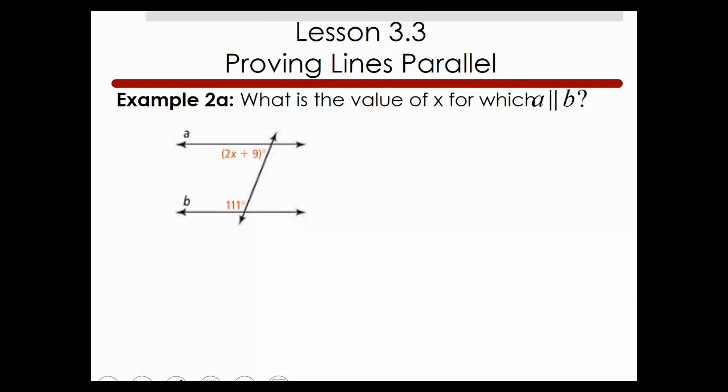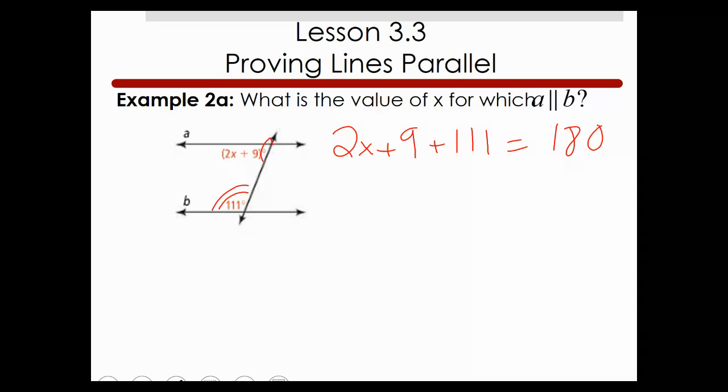So now I'm telling you, it's asking for which value of x does it make those two lines parallel. So you guys did really good on the quizzes. So think about it this way. So you have this and you have this angle. They're same side interior. What do we know about same side interior? Same side interior is supplementary. So together, to make it parallel, they have to equal 180.